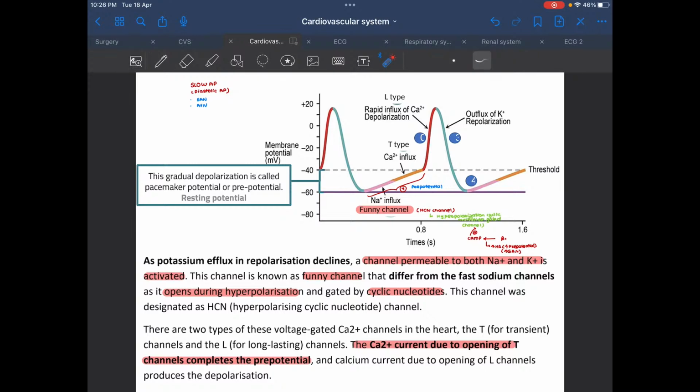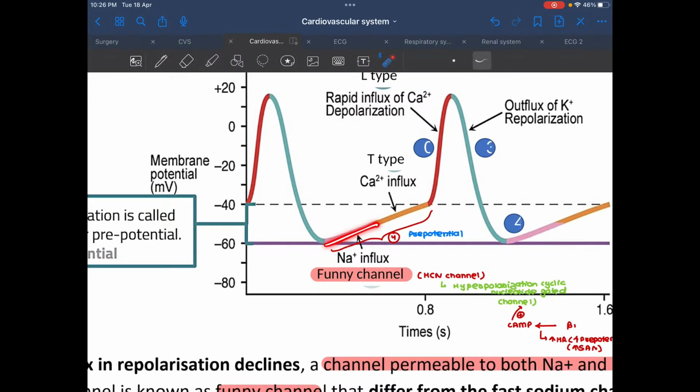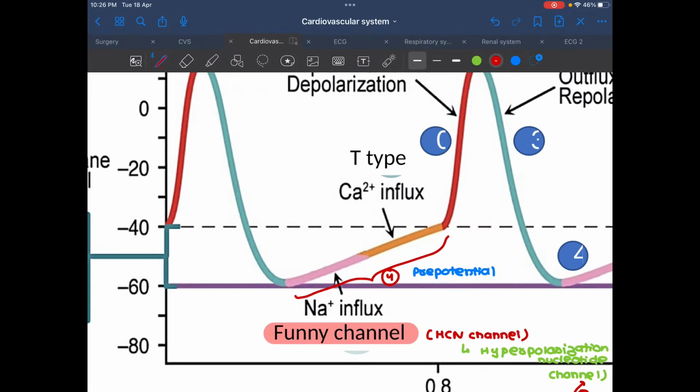So this is the phase 4. One part of phase 4 is mediated by the HCN channels. Okay, and then the other part is mediated by a special type of transient calcium channels. They're known as T type calcium channels. Okay, so these are different. These are your T type, not L type. All right, L type are about to come.